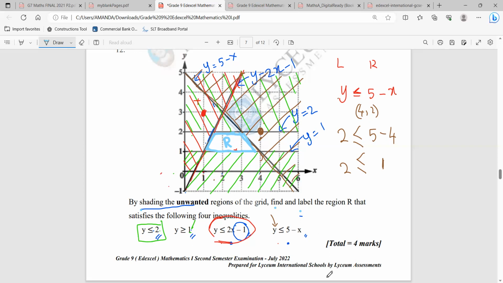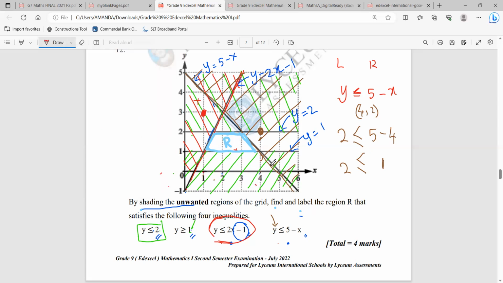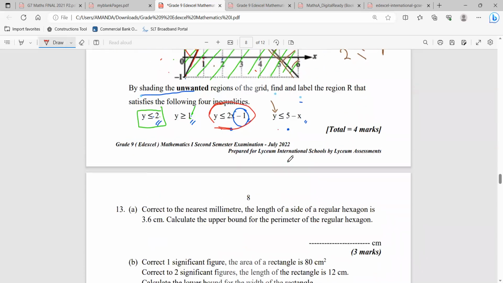So this is what you need to do. They will give you 4 marks. Quite a bit of work. You get 4 marks there, right? Okay, so that's also done. I'll go to number 13. Question number 13.